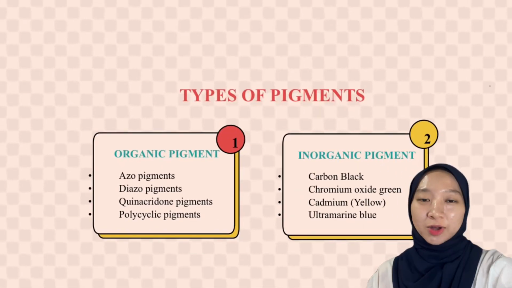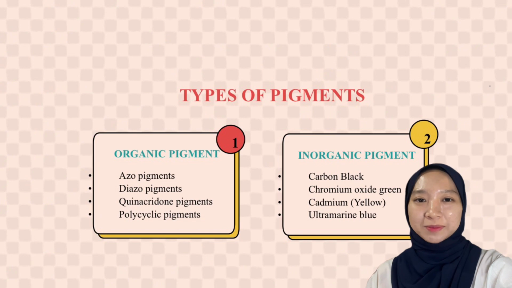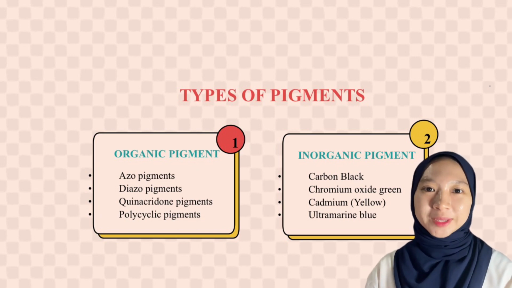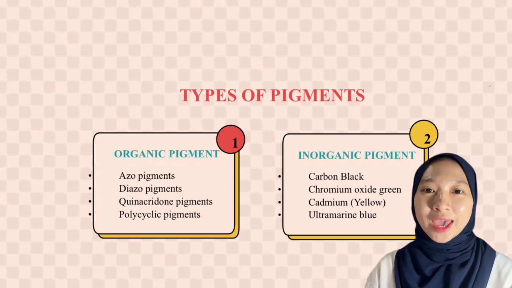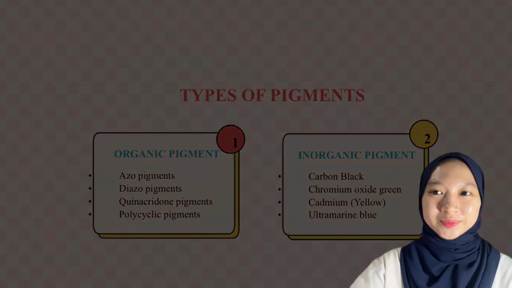There are two types of pigments. First is organic pigments and second is inorganic pigments. Organic pigments such as azopigments, diazopigments, quinacridone pigments, and polycyclic pigments. While for inorganic pigments such as carbon black, chromium oxide green, cadmium yellow, and ultramarine blue.